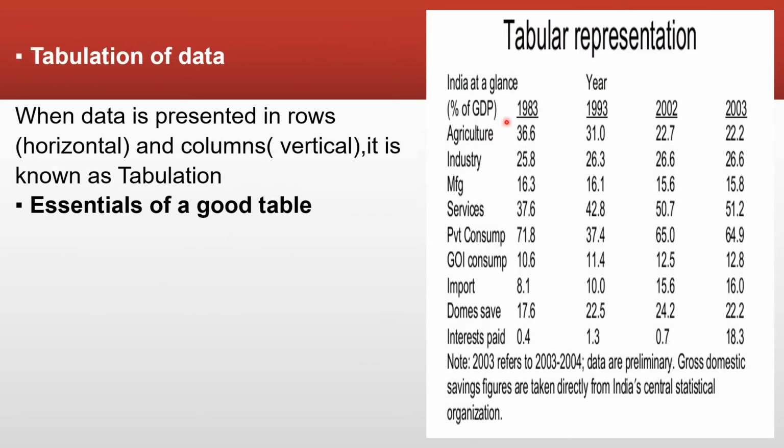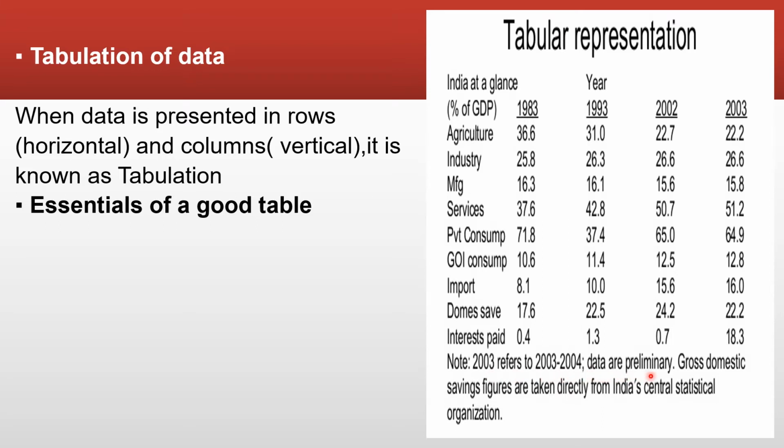I want you to take a look at the table that is represented here. Well, this table tells you about the contribution of various sectors of the Indian economy in the GDP, that is the gross domestic product, from the years 1983 up to the year 2003. So you have the data given here in percentage. There is a footnote here which says 2003 refers to 2003-2004, that financial year.